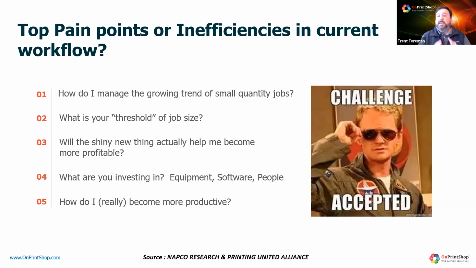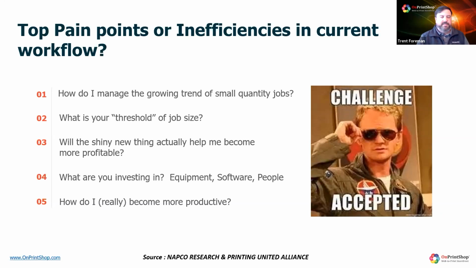New equipment is a great place. It can mean faster turn times, better quality, and allow you to expand your offerings. But new technology is a big input and a big impact of where we're seeing printers start to look to invest. And like on OnPrintShop, that can mean better order capture, faster capture of that data, and less touches along the line that allow you to expand your offerings and really become more productive.